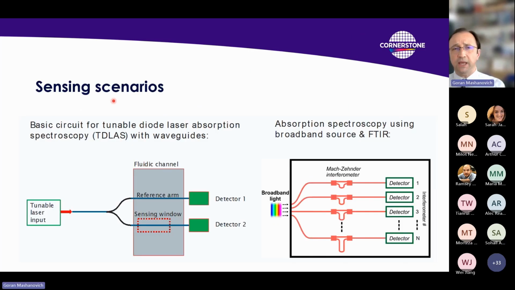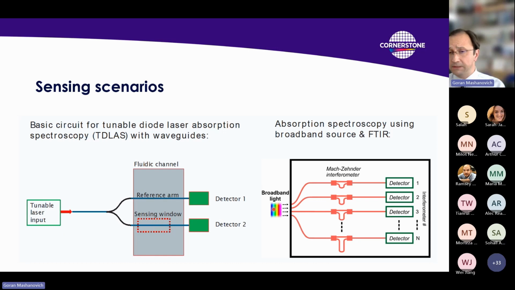So in terms of sensing, we can have two scenarios. Either we have a tunable laser, and then we split light into two arms. So we need a splitter, we need waveguides. The reference arm is covered with cladding, so there is no interaction with an analyte, and then we open a sensing window in the other arm, and then we have reading from two detectors and compare them and find what's the concentration of that analyte.